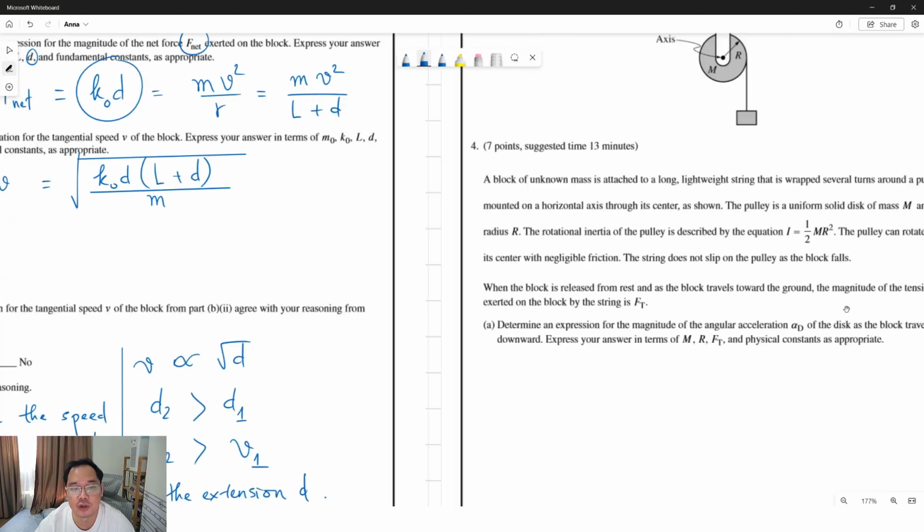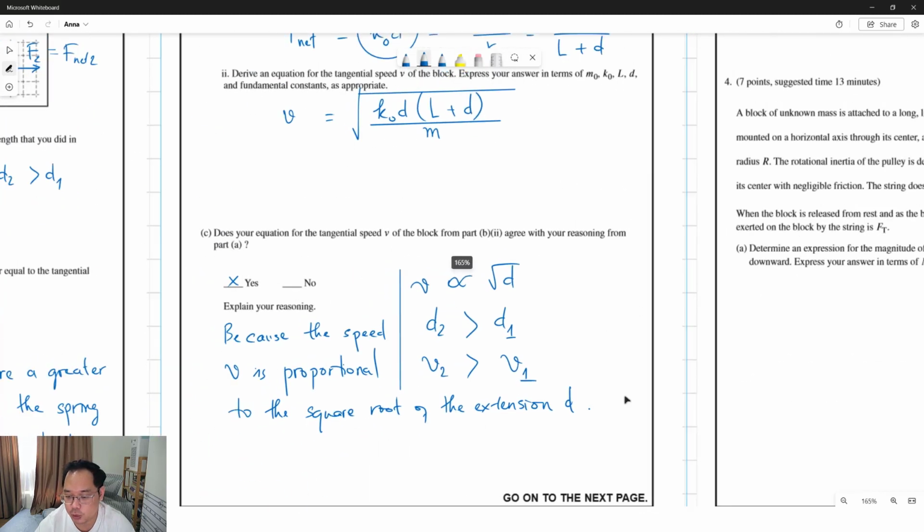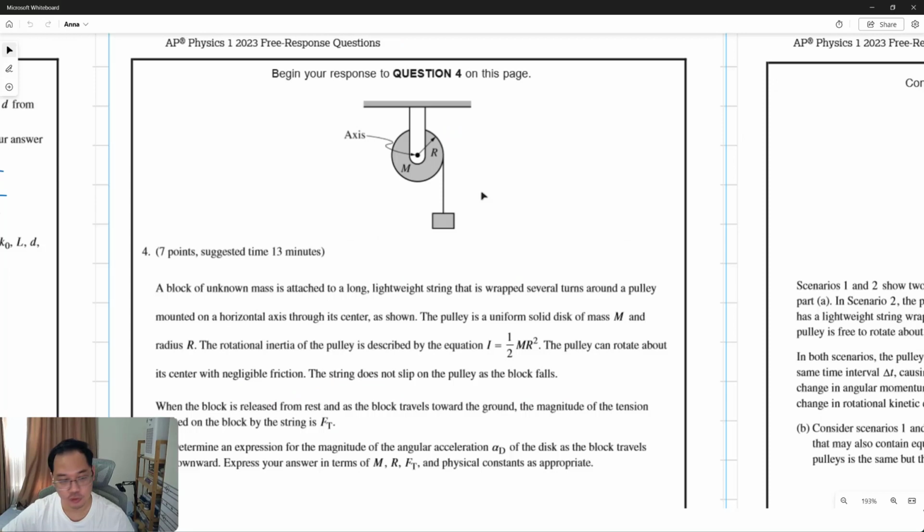This is question 4. Okay, so we have completed the 3 questions. Moving on, this is question 4. It is about moment of inertia and torque. A block of unknown mass is attached to a long lightweight string that is wrapped several turns around a pulley mounted on a horizontal axis through its center. This is the axle and this is the center of rotation. The pulley is a uniform solid disc, and radius r is given here.